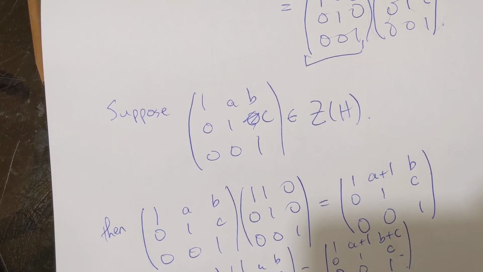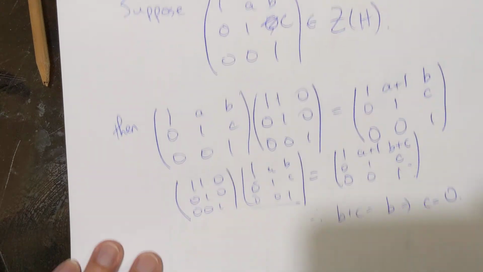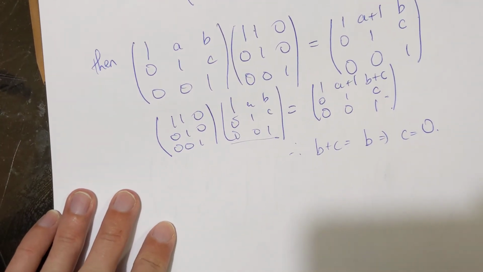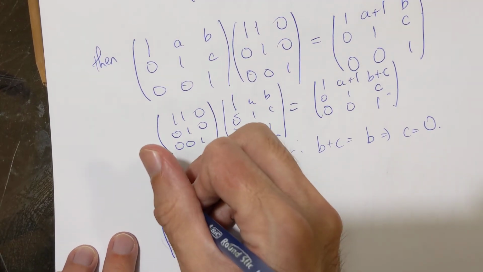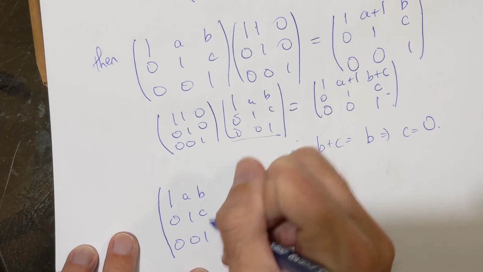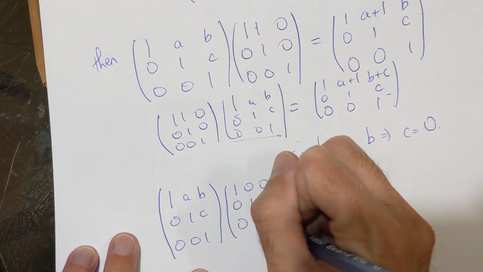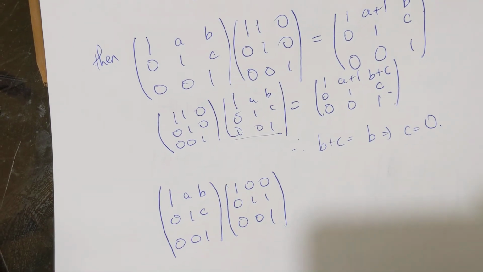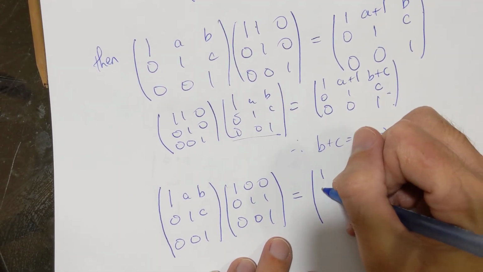Okay, and now we'll just switch the 1 to here and then do the same process. B plus C equals 0. We do, right, what do you get?